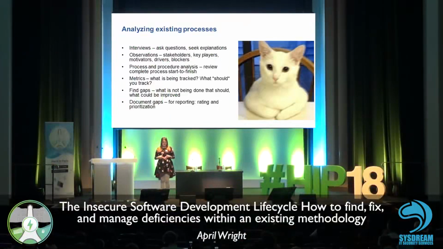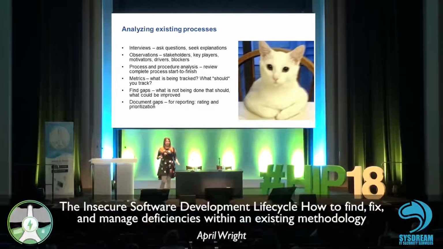we can sit in as the process and procedure is happening. So we can watch exactly how everything works. We can sit in the meetings, we can be on the email chains, and we can see the process start to finish. And seeing that in its entirety is really important for understanding where the gaps are.